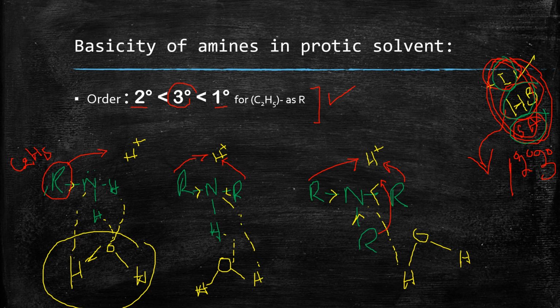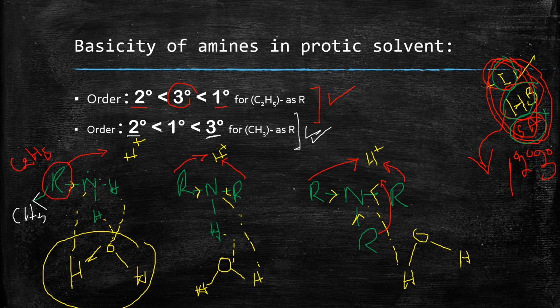Similarly, if we replace this R group with what we call CH3, that is methyl group, we get the order of this thing: secondary being least and tertiary being most, right? This is something you have to remember on your own. You have to cram it down. So this is the order: 2 1 3 for CH3 and 2 3 1 for C2H5. Fine. Let's revise the whole concept.